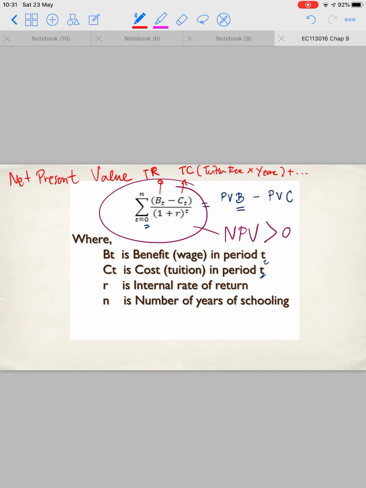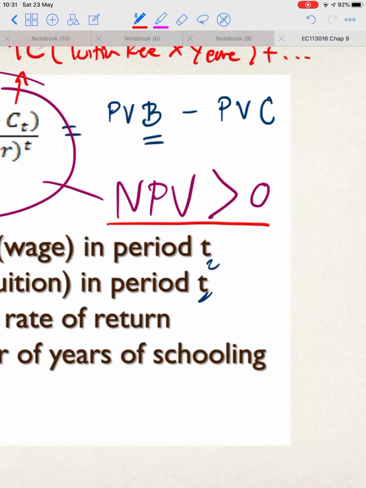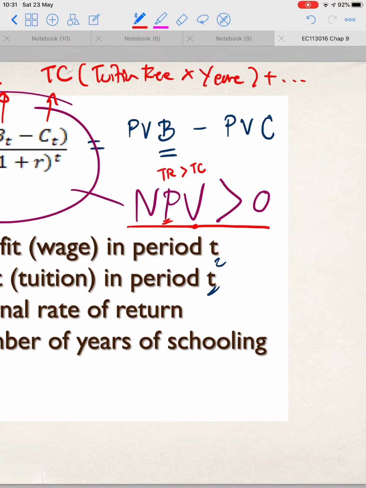The criterion to make a decision on whether it is worth investing in education is that NPV should be greater than 0. NPV greater than 0 means TR is greater than TC, in present value terms.